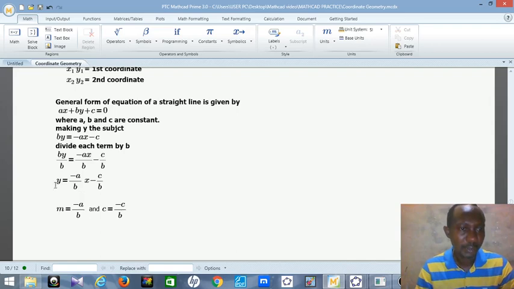You can see, when you make y the subject, the coefficient of x, equate it to m, you get your gradient. Then the last constant, the constant without the coefficient of x, which is minus c over b, equate it to c. That will give you your intercept.